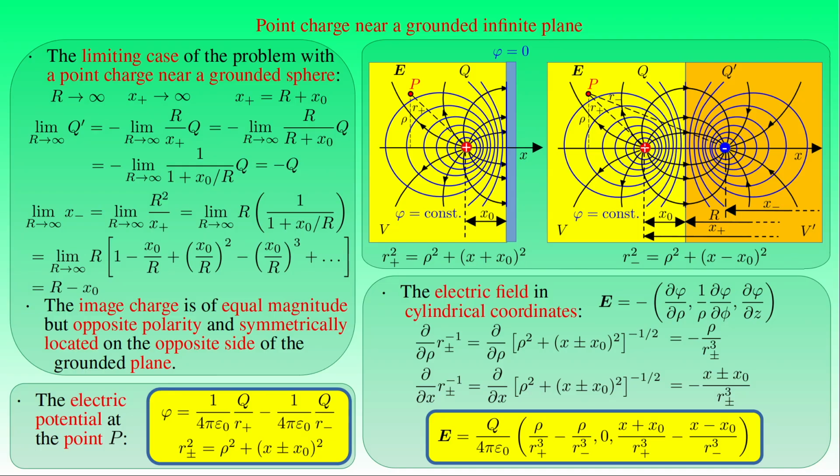The azimuthal component of the field vanishes due to its axial symmetry, whereas its vertical component is given by the difference between the x-coordinate of the point P plus x naught over the cube of r sub plus, and x minus x naught over the cube of r sub minus. Since the distance r sub plus is equal to the distance r sub minus for x equals 0, we can immediately see from this expression that the radial component of the electric field vanishes at x equals 0, that is, the field is perpendicular to the plane as required.